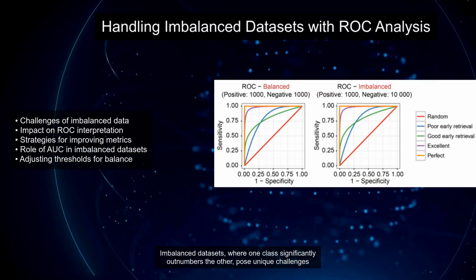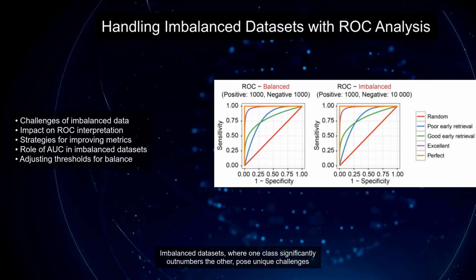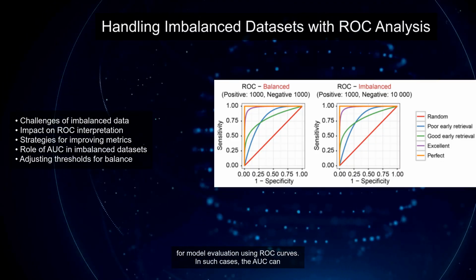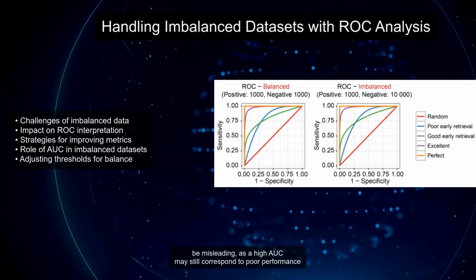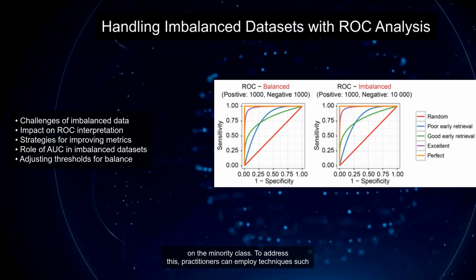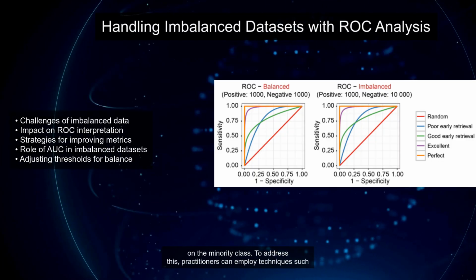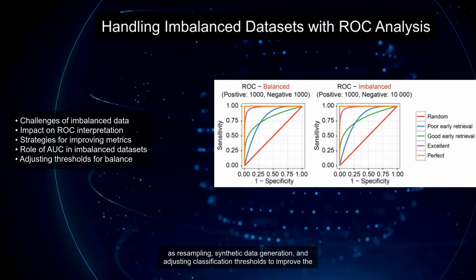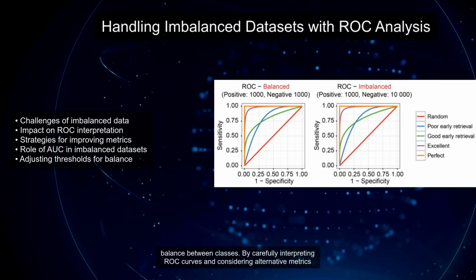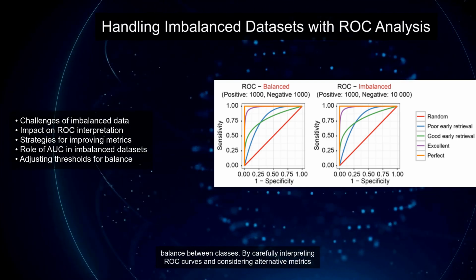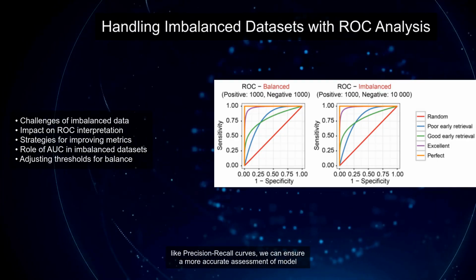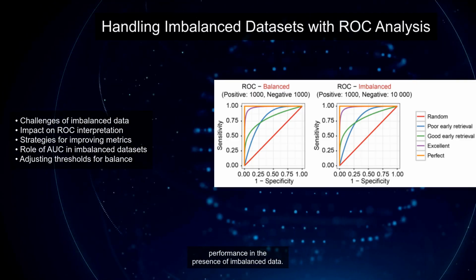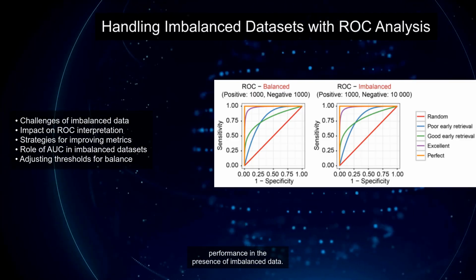Imbalanced datasets, where one class significantly outnumbers the other, pose unique challenges for model evaluation using ROC curves. In such cases, the AUC can be misleading, as a high AUC may still correspond to poor performance on the minority class. To address this, practitioners can employ techniques such as resampling, synthetic data generation, and adjusting classification thresholds to improve the balance between classes. By carefully interpreting ROC curves and considering alternative metrics like precision recall curves, we can ensure a more accurate assessment of model performance in the presence of imbalanced data.